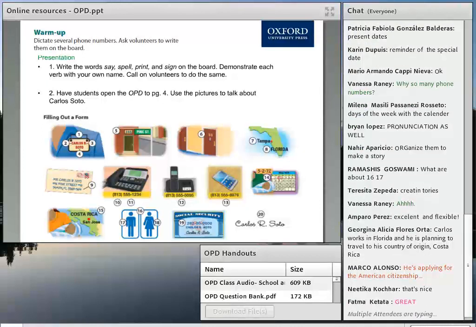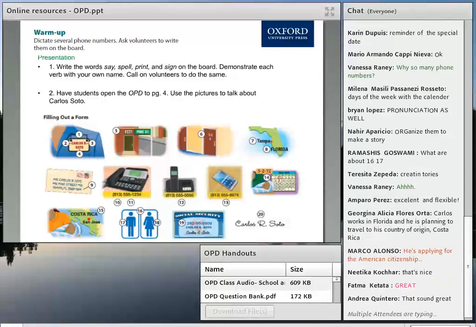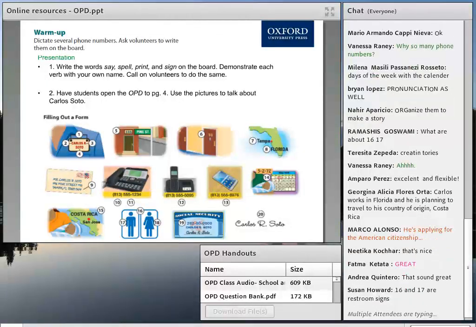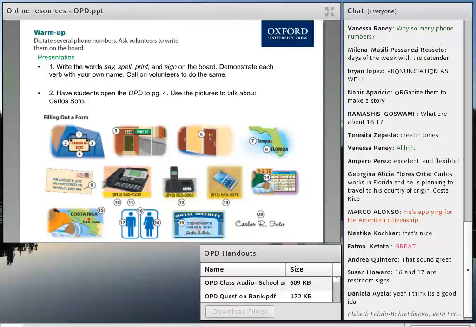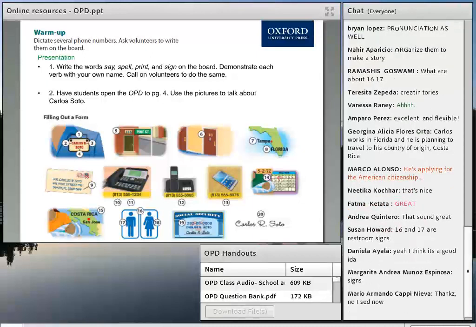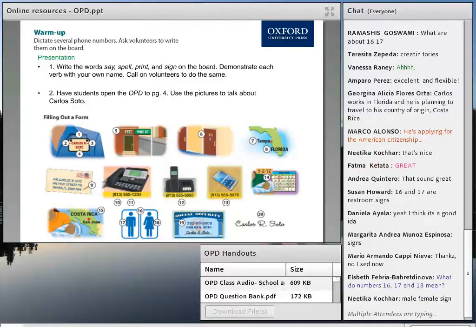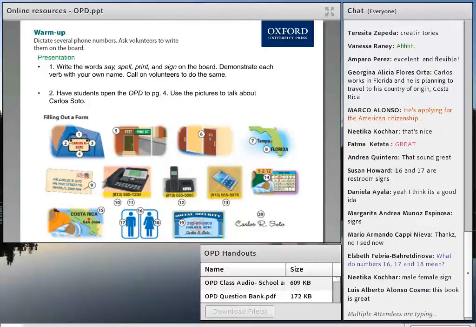Okay, so I haven't seen any objections so far, which surprises me. But when you think about this presentation for part two, have students open the OPD to page four. I would say that's a lot simpler than it sounds. If you're working in a Zoom class and you want your students to go to their book in a new screen, that's not always easy, especially when we're all teaching online and you're not with them. So we've tried to make it easier for students to find the page they'll need for this activity.